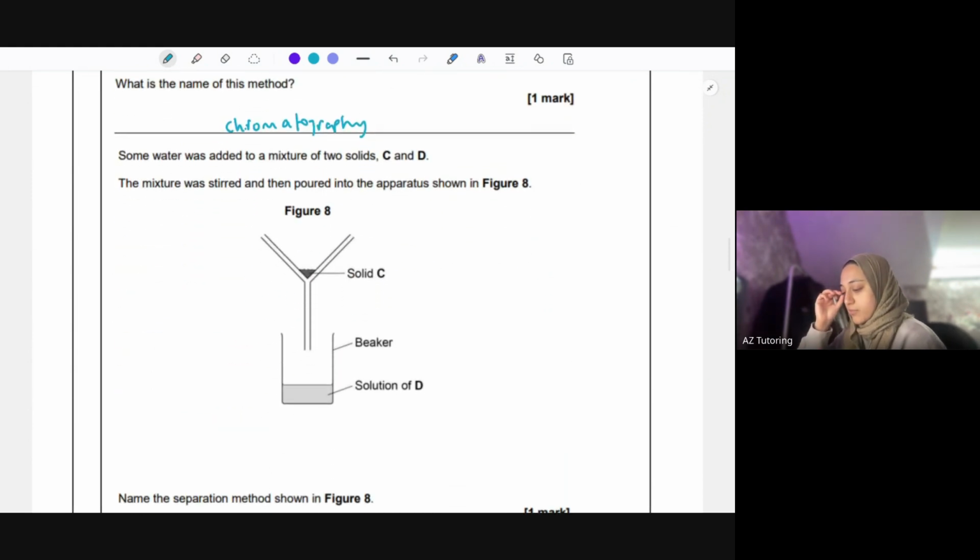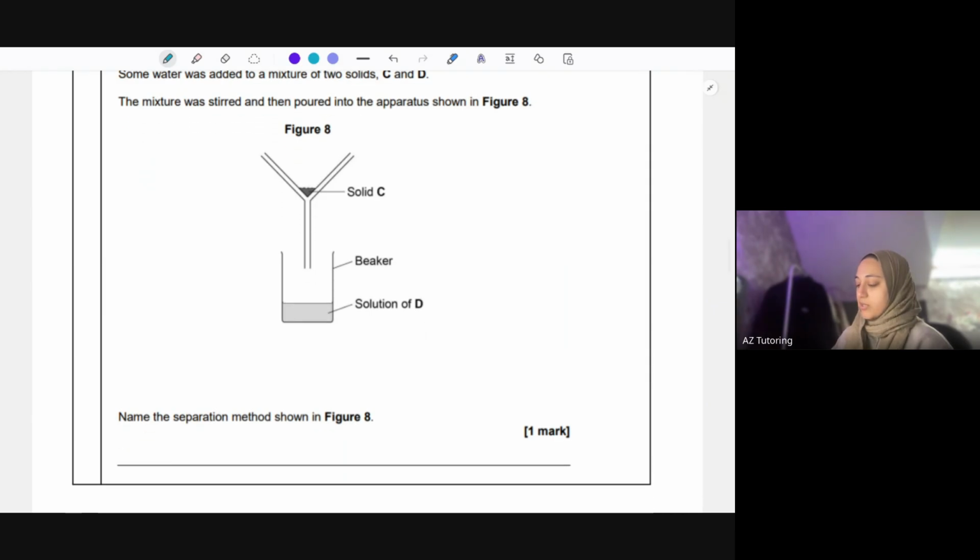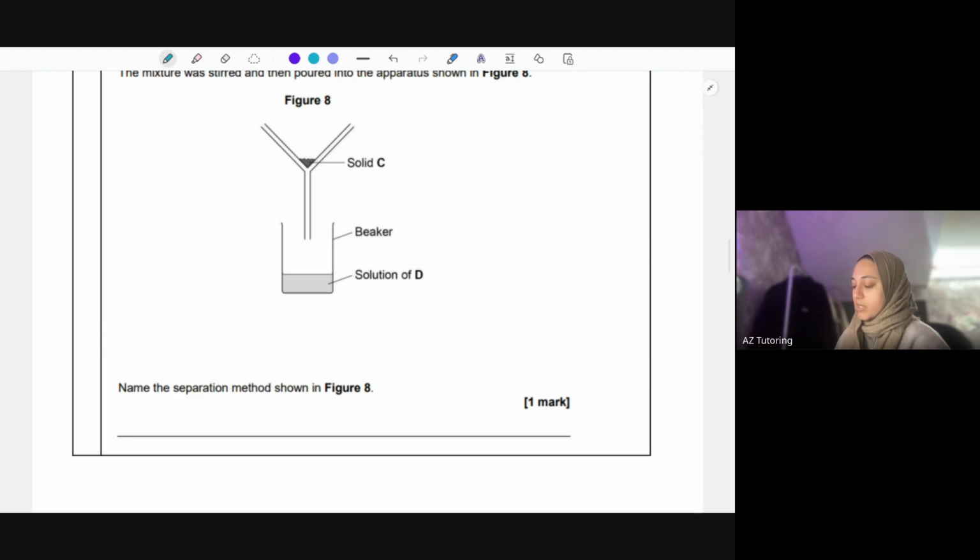Some water was added to a mixture of two solids, C and D. The mixture was stirred and then poured into the apparatus shown in figure 8. So we've got the solid C in a funnel, and I guess it's passing through the filter paper down into the beaker where the solution of D is. Name the separation method shown in figure 8. So it's just filtration.